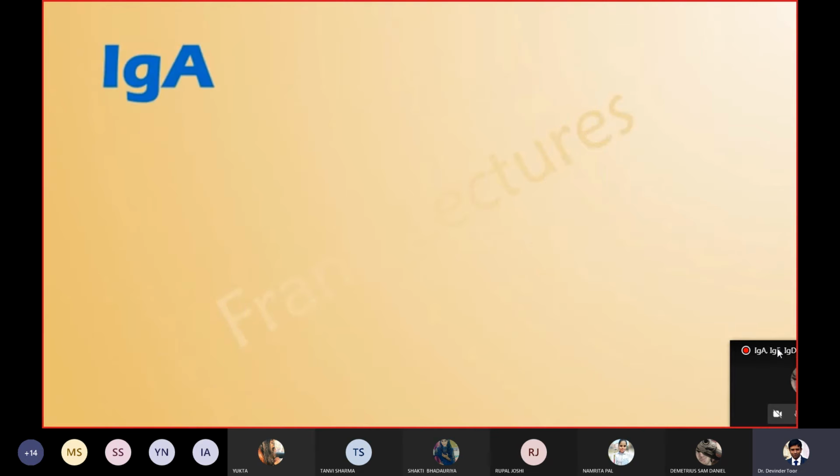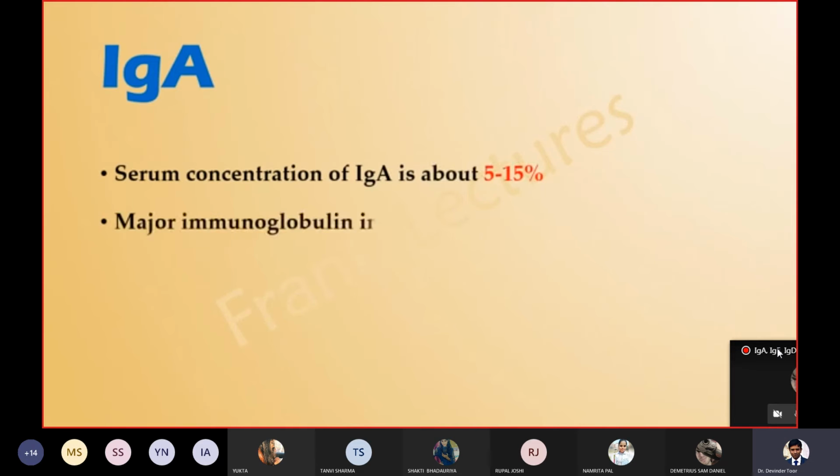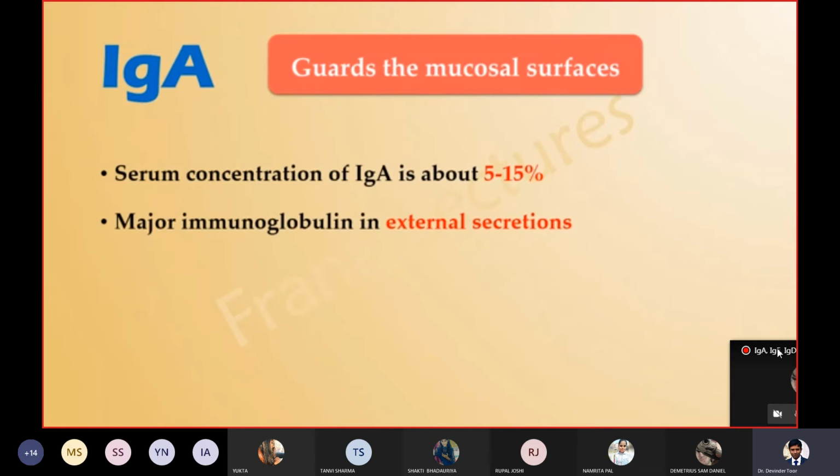Let's now talk about the properties of immunoglobulin A. Immunoglobulin A constitutes about 5 to 15% of the antibody concentration in the human serum. It is the major immunoglobulin in the external secretions of our body, such as saliva, mucus, gastric fluid, tears, etc. So, IgA guards or protects the mucosal surfaces of the body. Half-life of IgA is about 6 days.